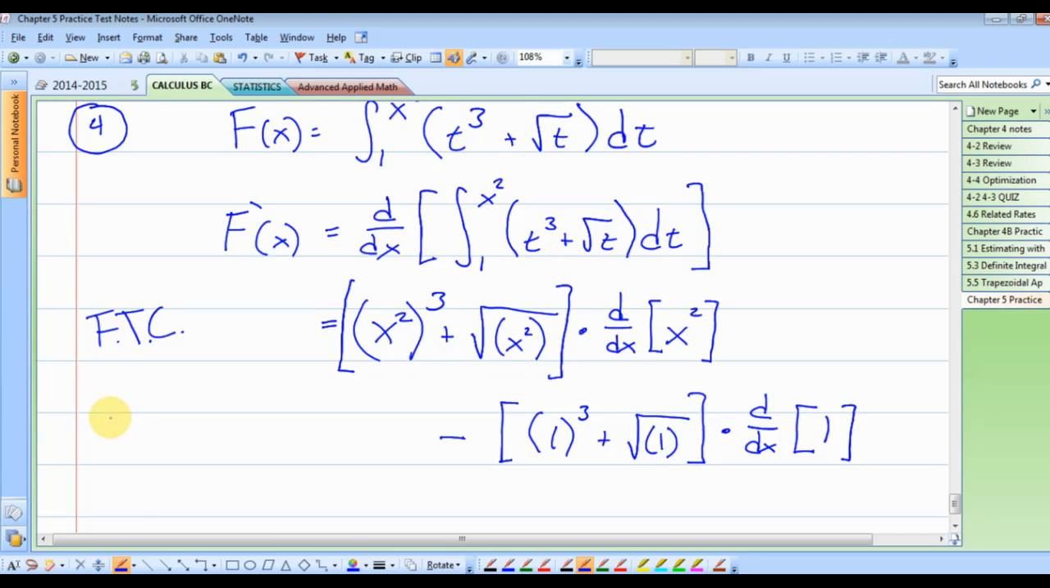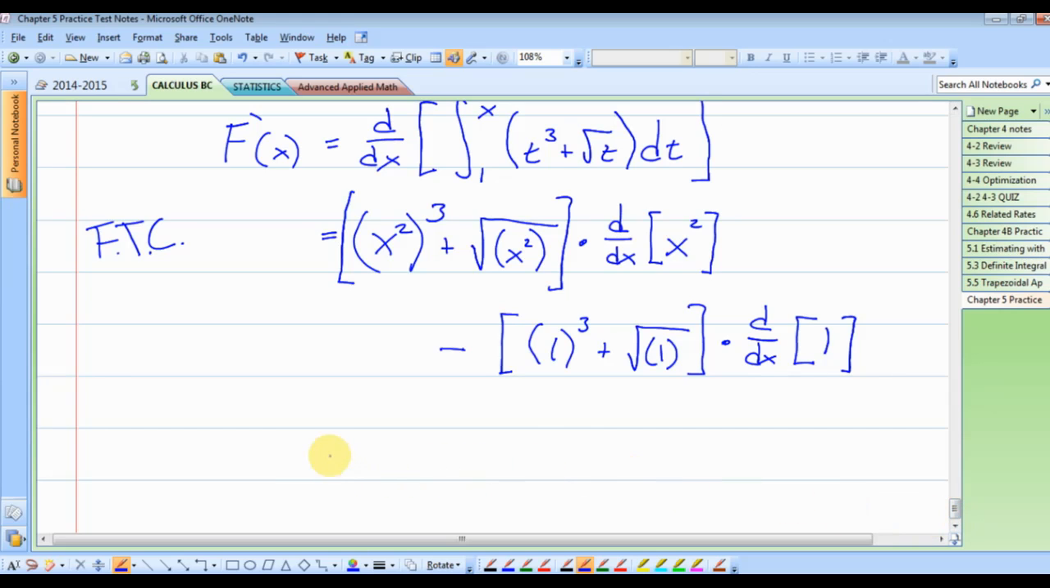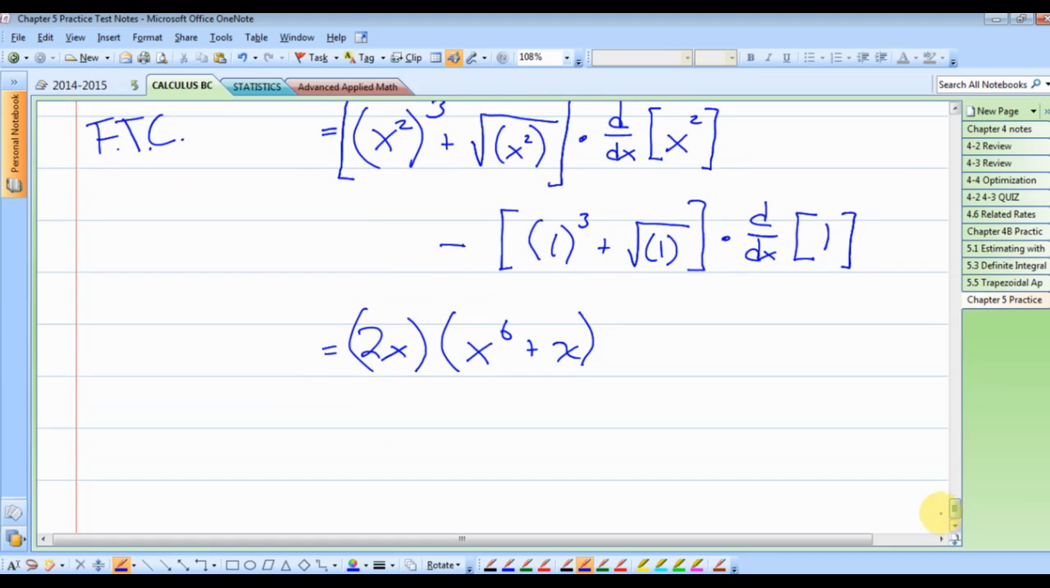If on the test you just substitute x squared and find the derivative and multiply it instead of writing all that out, is that fine too? Yeah. Okay, and let's see. Derivative of x squared is 2x. X to the 6 plus x. My gosh, do I distribute or do I factor? That's it. That's it, actually, right there.